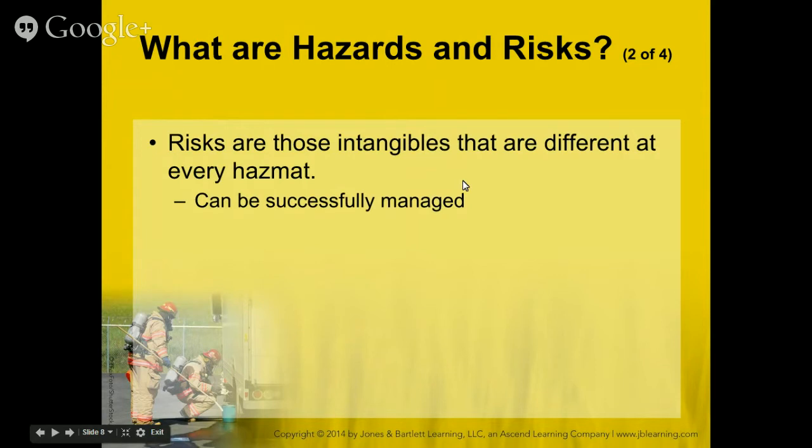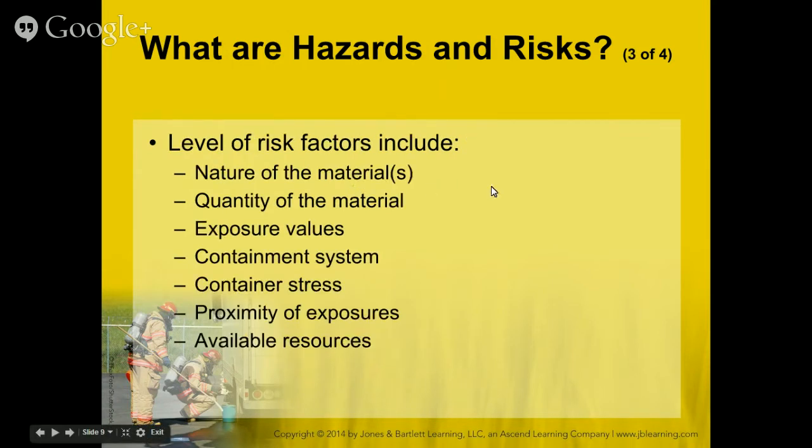Okay, so let's see where we're at. Risks are intangibles. We know what they are, and we know that we can manage them. It depends on our level of training. It depends on the equipment we have on scene. It depends on the resources, and these are the factors that go into that.